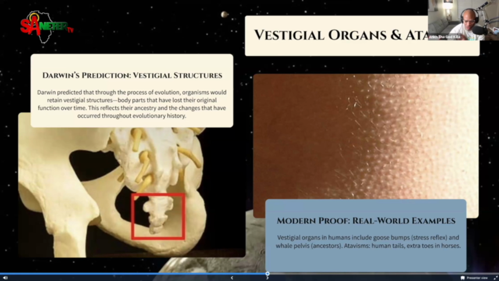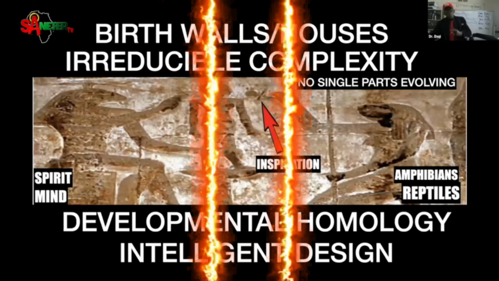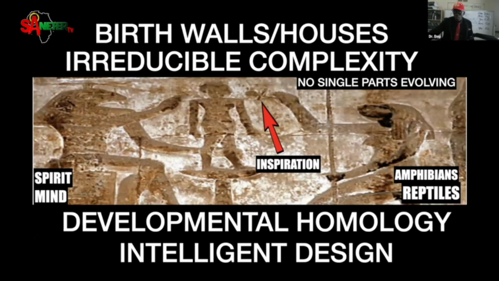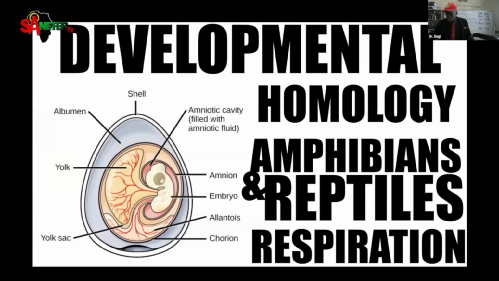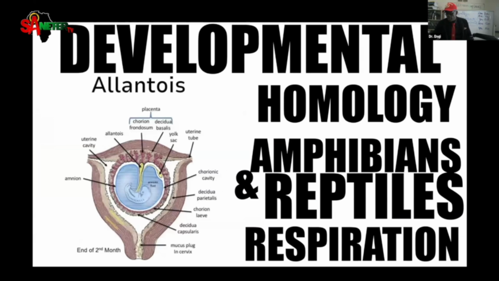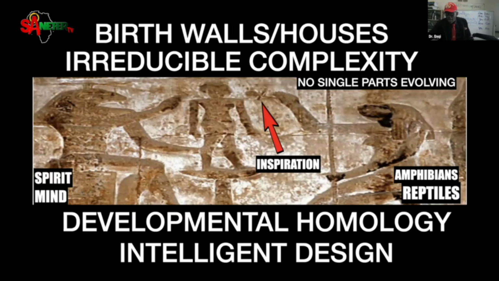Atavisms, human traits, extra toes in horses. We have that right here at the birthing houses and the birth walls, where they show right here on the right of your screen a representation of the amphibians and the reptiles holding the Ankh to the new baby's mouth to give respiration. So here you have the reptiles and amphibians passing on respiration to the mammals, and then here you have it on the wall, developmental homology.